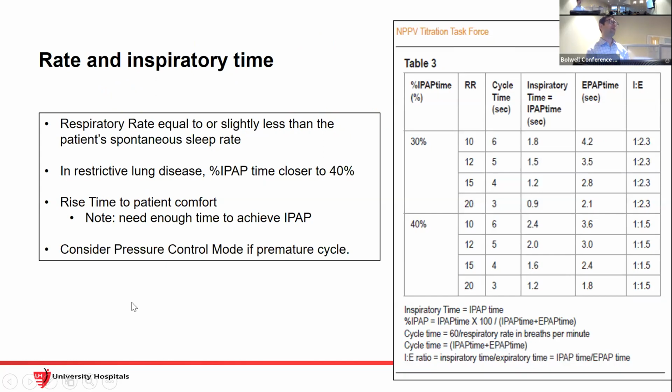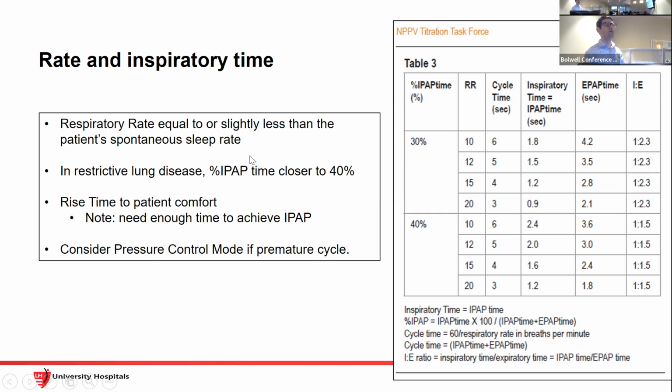Well, how do you know? So you say, I'm not a pulmonologist, I'm a neurologist, or a psychiatrist, but I'm a sleep medicine physician, a somnologist. So what do I do? How do I know what rate my patients need? There's a really nice table in that 2010 task force, which I love. It shows you, based on the rate you have and the percentage of IPAP time, how to set your I time. And it tells you how to calculate it. It's real simple, really easy. It also talks about I:E ratio, which is a little bit different from IPAP time.